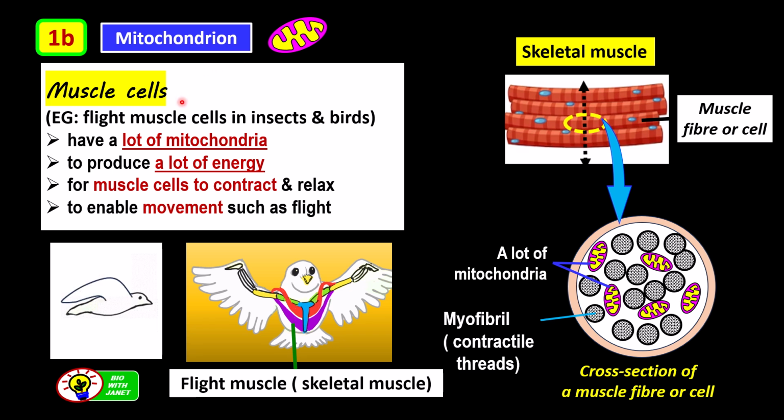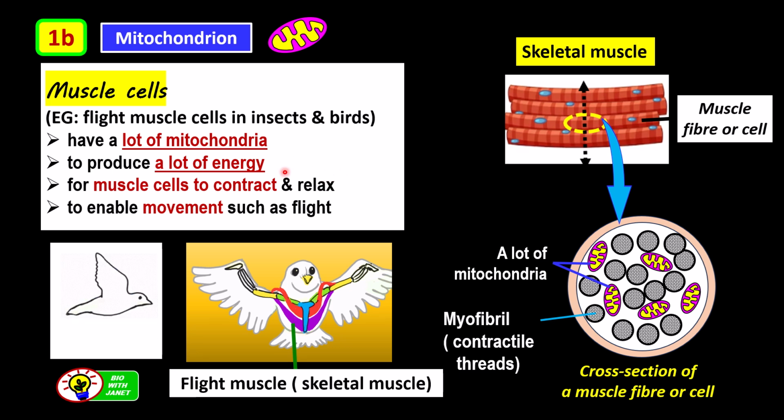Now, let's go on to flat muscle cells, or just muscle cells, even muscle cells in humans. Examples of muscle cells are the flat muscle cells in insects and birds. These are found in the chest region, as you can see here. This is the front view of a bird as it's flying, and the purple colored area and the red colored area are the flight muscle cells, which you'll study in another chapter in Form 4.